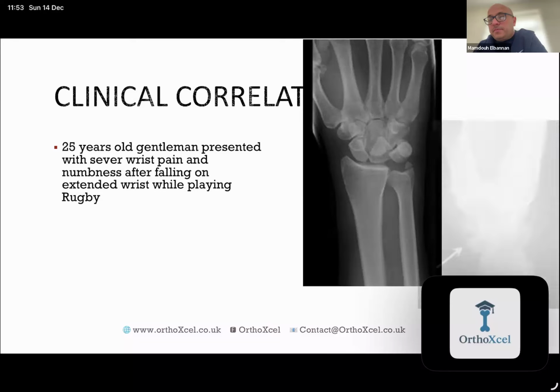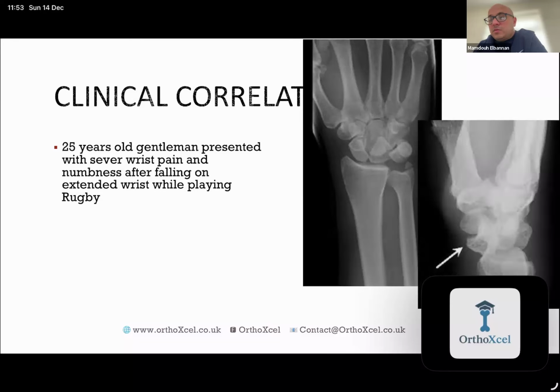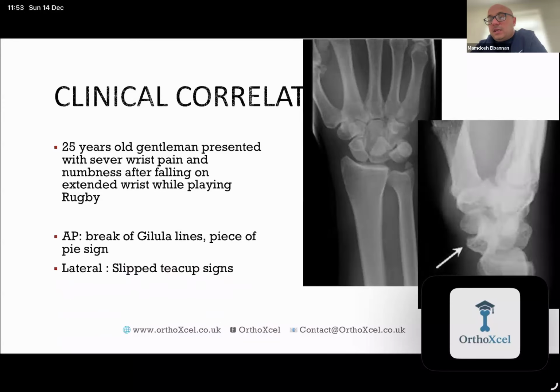Can I have a lateral view? Yeah, this is the lateral view. So what you can see on the X-rays, there's a lunate dislocation. And this is counted as one of the emergencies, especially with the median nerve compression.